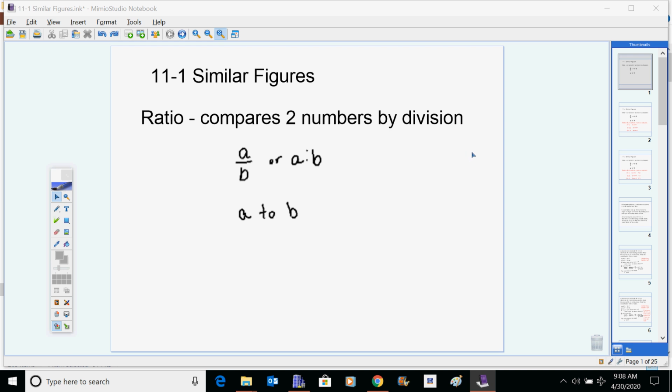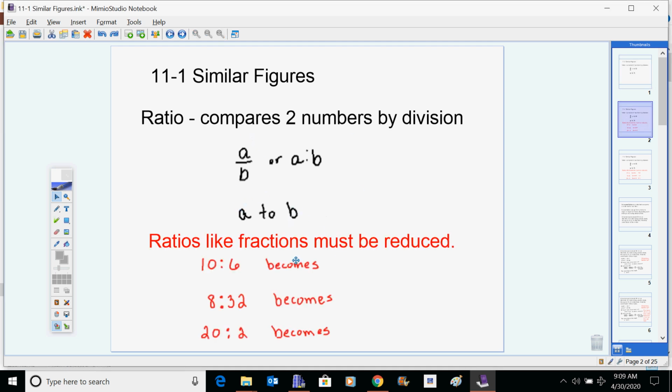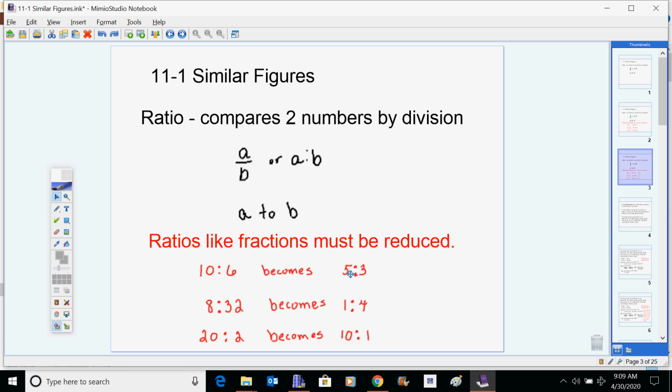We need to review what a ratio is. A ratio compares two numbers by division. You can show that as a fraction, or you can show that in ratio form with the two dots, or in the words A to B. It's comparing A and B. Just like a fraction, even if it's written in this form, it can be reduced. So some of you will want to think of this as 10 over 6. Both of them are divisible by 2, so that would reduce to 5/3, which in ratio form looks like this, 5 over 3.